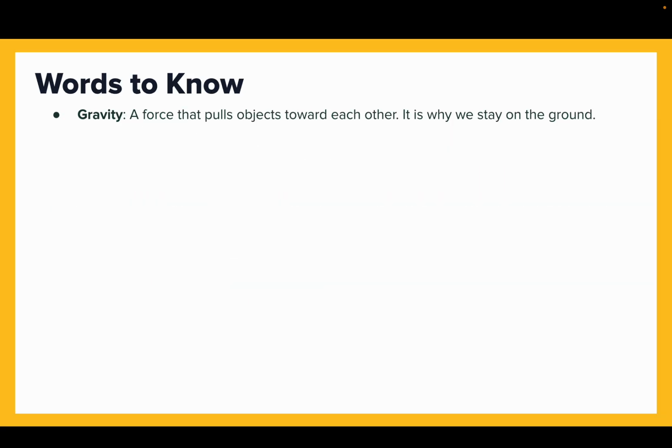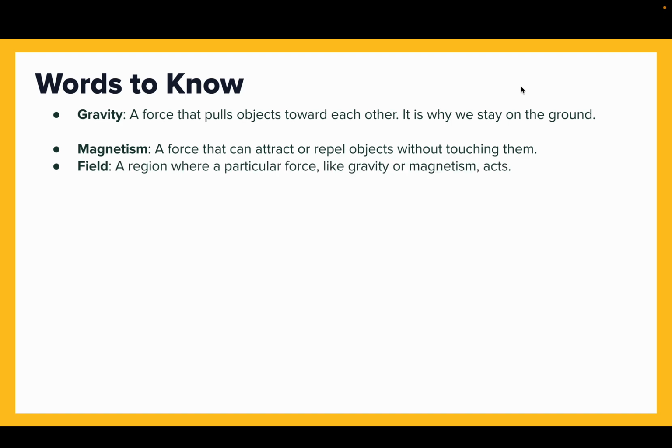Some more words that you'll need to know as we go through this unit are gravity, a force that pulls objects toward each other. Gravity is why people stay on the ground and do not float out into outer space. Magnetism, a force that can attract or repel objects without touching them. Field, a region or a space where a particular force like gravity or magnetism acts. So if an object is within the magnetic field of something else, and it's magnetic, it will be pulled toward that magnet. If an object's within the gravitational field of another object, it will be pulled toward that object.